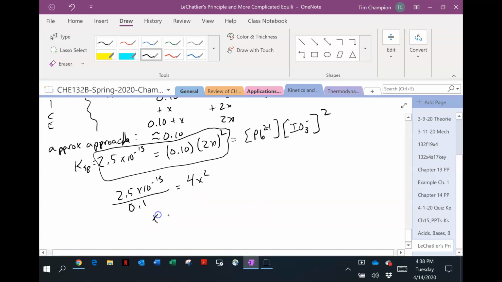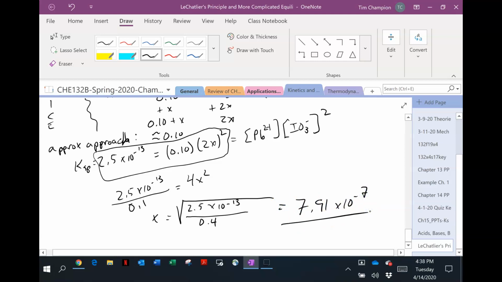So x is going to be equal to the square root now of 2.5 times 10 to the negative 13th divided by 0.4. So let's see what that looks like. 2.5 E negative 13 divided by 0.4. Take the square root of that. I'm getting 7.91 times 10 to the negative 7th. So that is smaller than we had before.